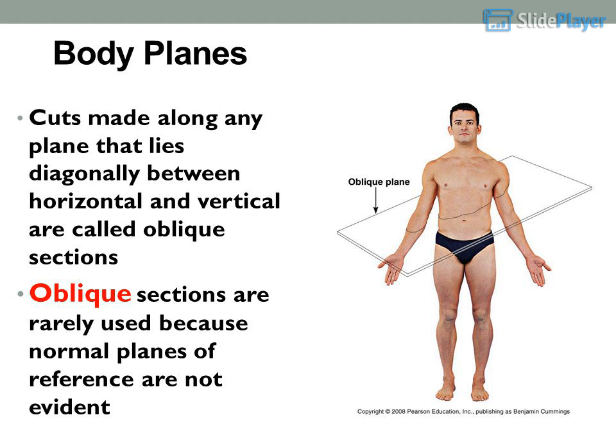Cuts made along any plane that lies diagonally between horizontal and vertical are called oblique sections. Oblique sections are rarely used because normal planes of reference are not evident.